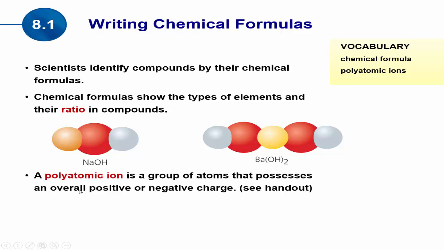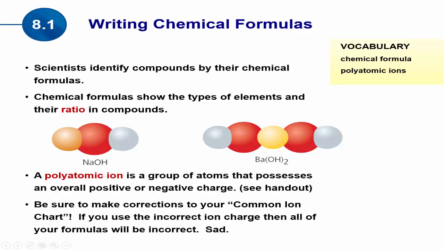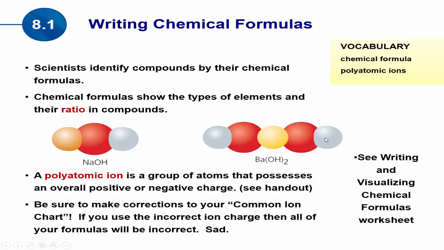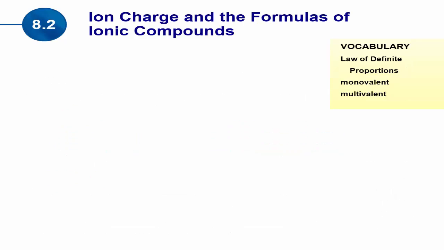A polyatomic ion is a group of atoms that possess an overall positive or negative charge. And again, you have a handout for these. Polyatomic, poly just means many, atomic, many atoms. Be sure to make corrections to the handout, the common ion chart. There's a couple on there that need to be fixed. If you have the wrong ion charges, all your formulas are going to be incorrect, and that would be just so sad. By the way, there was another sheet we went through in class called Writing and Visualizing Chemical Formulas. You should look back at it.